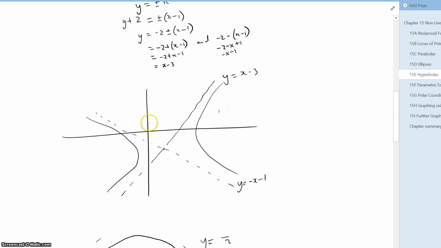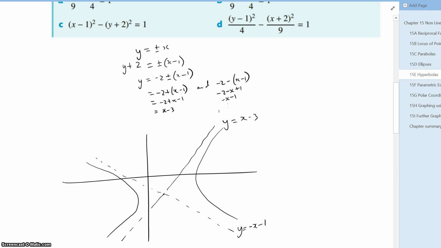I'm not sure what the x and y intercepts are. I guess we could substitute those in and find out. If x equals 0, we have to be a little bit careful with this. We're going to get negative 1 squared minus y plus 2 squared equals 1, and then go from there. I trust that you can work that out yourself. I just wanted to show you how to get the asymptotes, and essentially it's just moving them as they're translated.